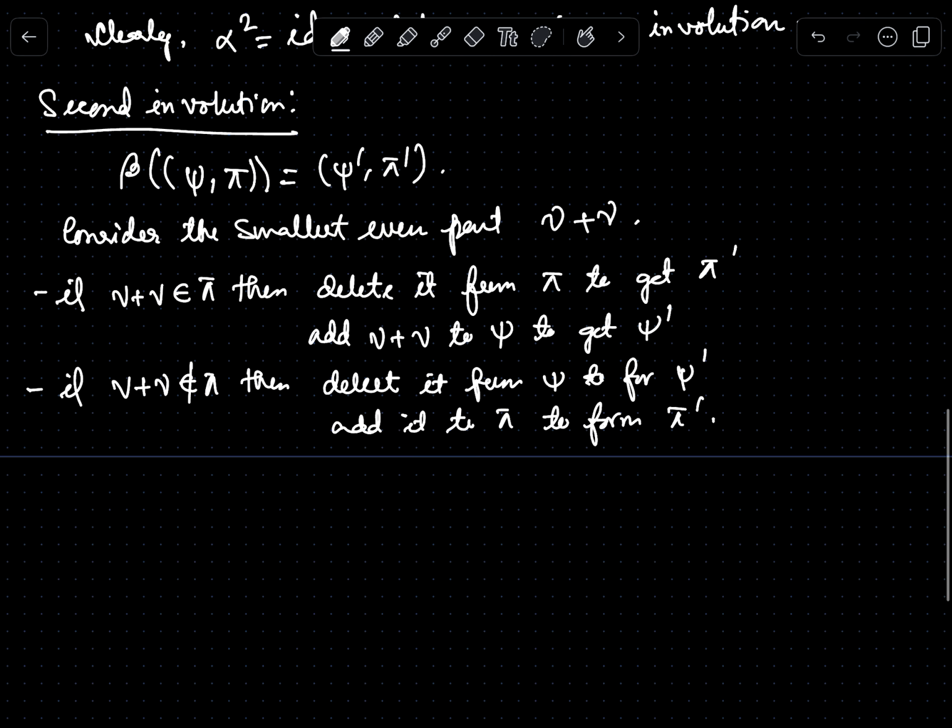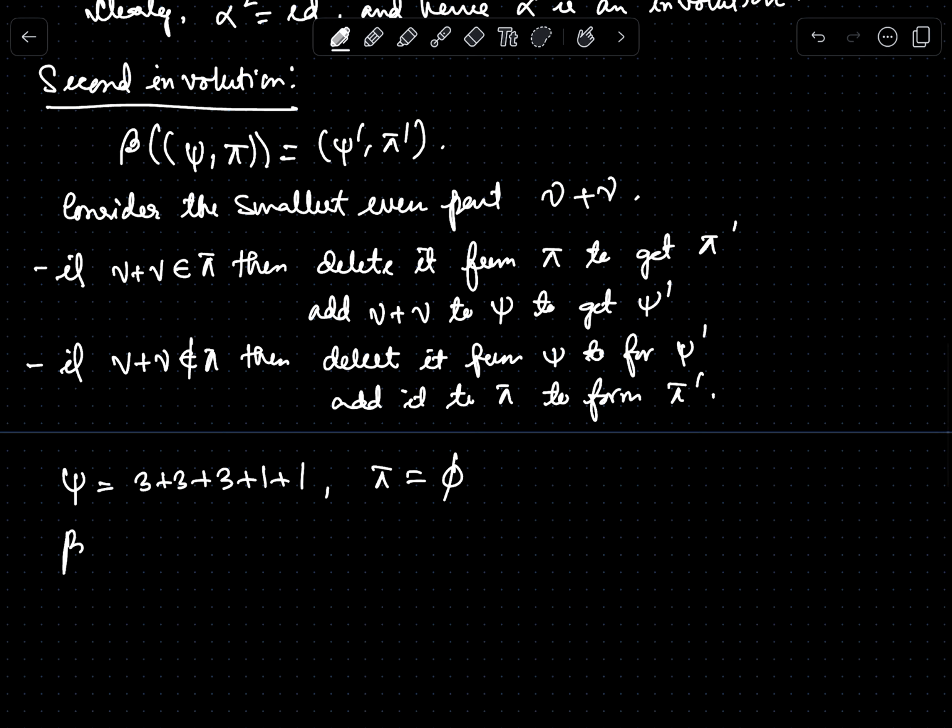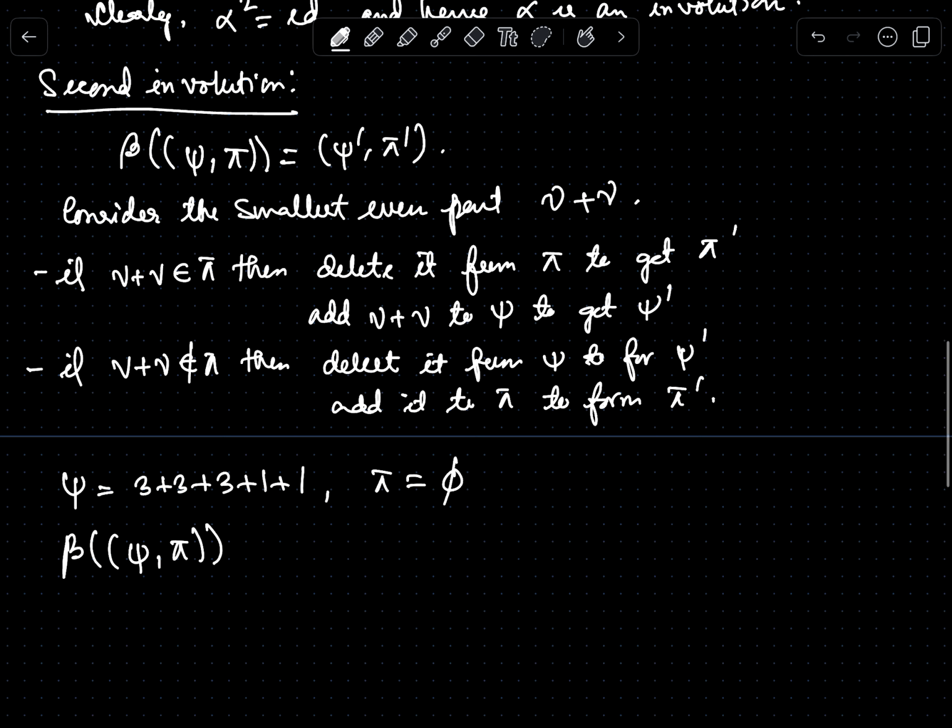Okay, it's very easy. So suppose we start out with, say, my psi is 3 plus 3 plus 3 plus 1 plus 1, and say my pi is empty. So what would be beta applied to this psi, pi? We'll see that clearly the smallest doublet nu plus nu is 1 plus 1 here, right? And this is in psi.